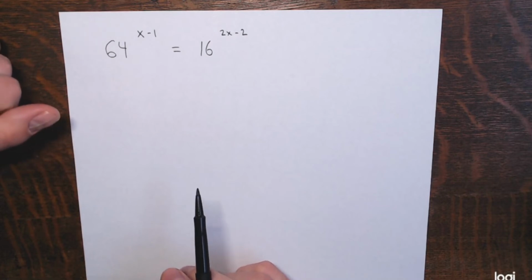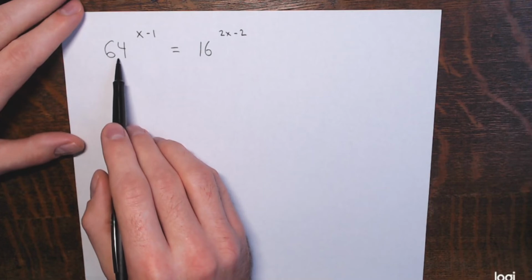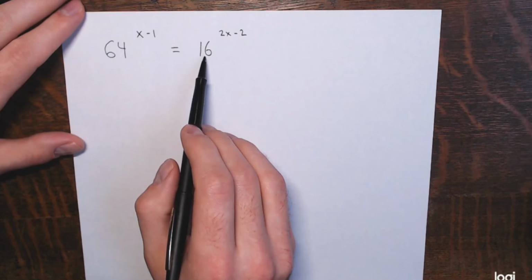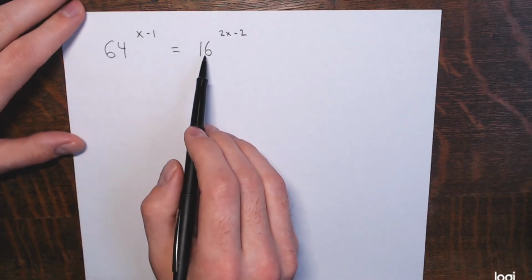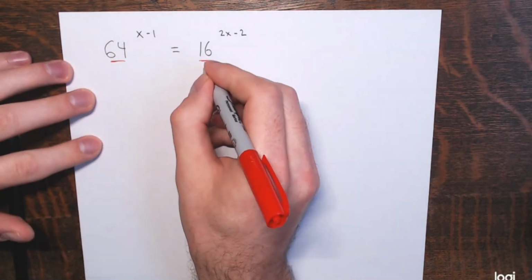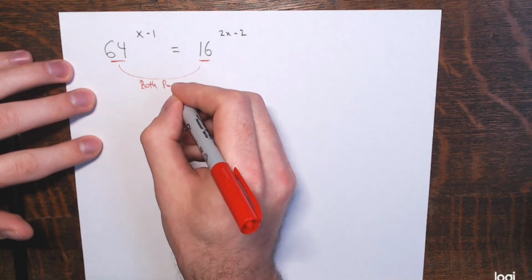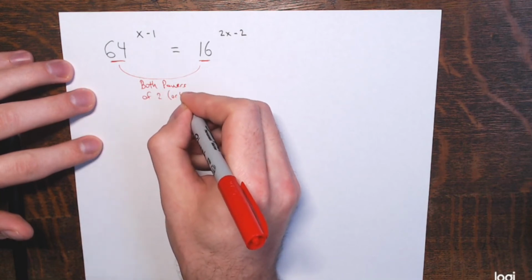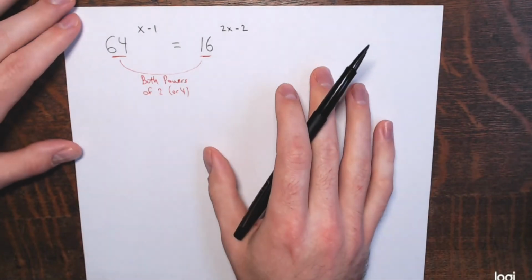But you notice how this has a base of 64, this has a base of 16. These are both powers of 2. They're also both powers of 4. Right? 64 and 16. These are both nice whole number powers of 2 or 4 if you want to use 4. And I'll show you both. You end up with the same result both times.